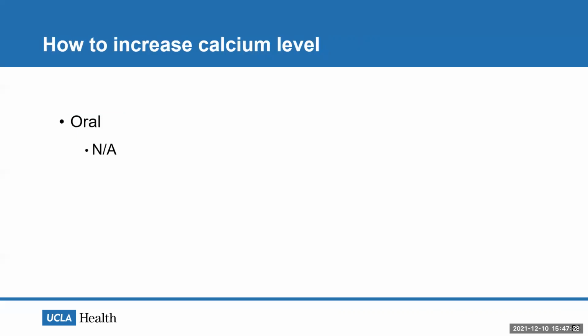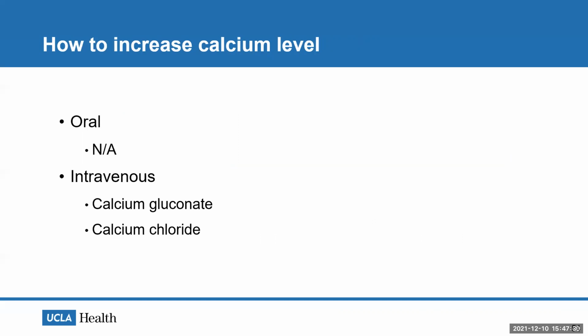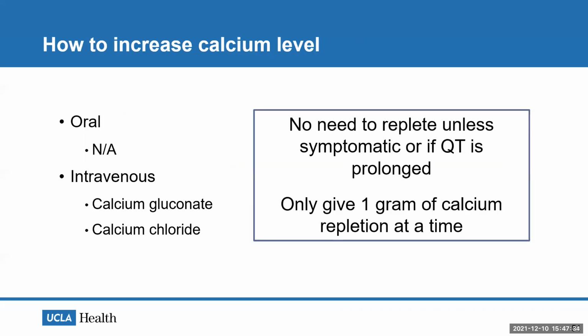How do you increase the calcium? Well, there's not really a good oral repletion. And the 2 IV ones we have are calcium gluconate and calcium chloride. There's no need to replete this unless the patient is symptomatic from hypocalcemia or if their QT is prolonged. So that's on an EKG. Only give 1 gram of calcium at a time.